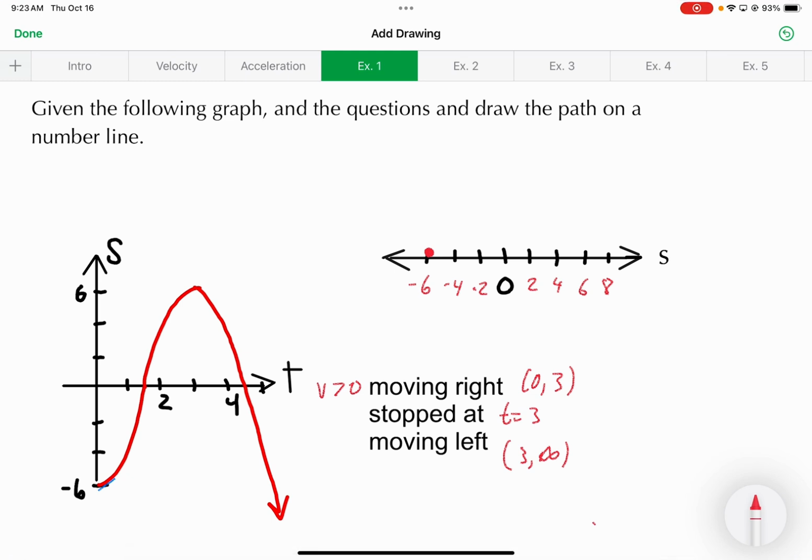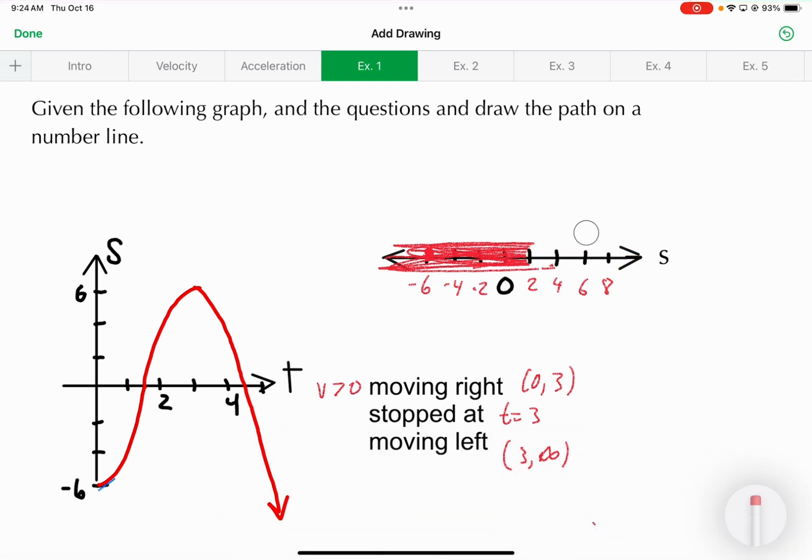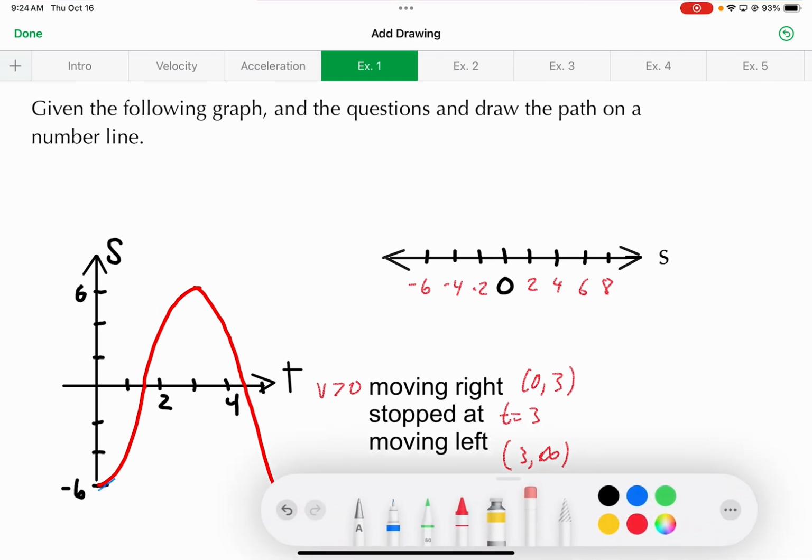What's happening is my particle starts at -6, it moves to the right, and then it moves to the left. But I can't really draw that on a number line because then it just looks like back and forth motion. You know what I mean? That's not really doing us any good, okay? So because of that, once I start changing direction, I'm going to pick up my particle and draw it going backwards.